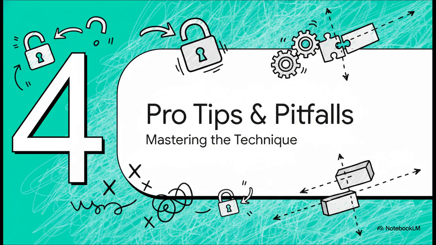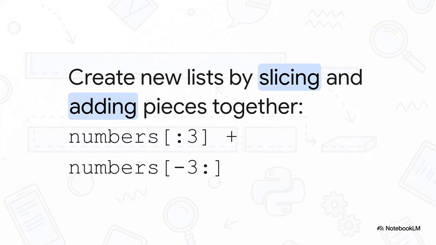You've totally got the fundamentals down. So now let's level up and lock in that knowledge by looking at a cool pro-level technique and, just as importantly, some common mistakes you'll want to avoid. Here's a pro tip that I absolutely love. You can create brand new lists by slicing up old ones and just adding the pieces together. In this case, we're grabbing a slice of the first 3 numbers, a slice of the last 3 numbers, and we're literally just adding them together. The result is a brand new list. It's clean, it's easy to read, and it's just very Pythonic.